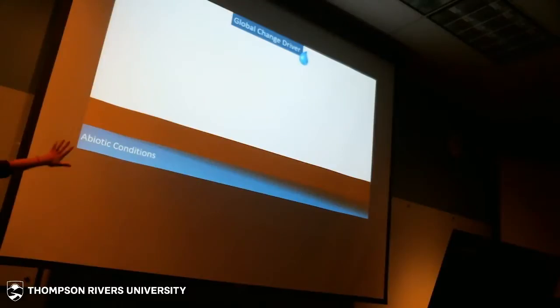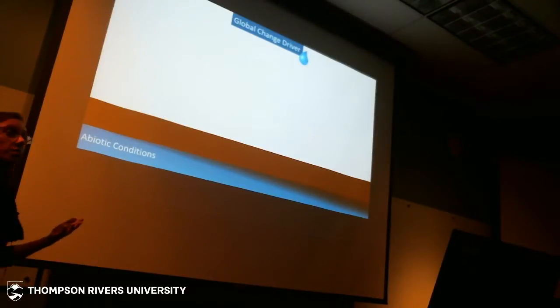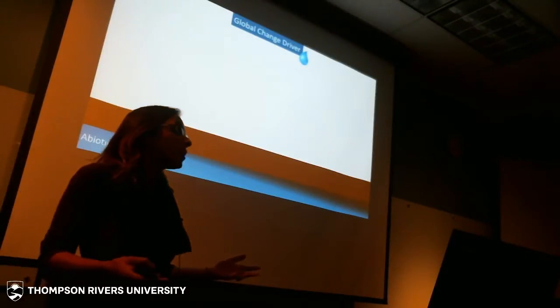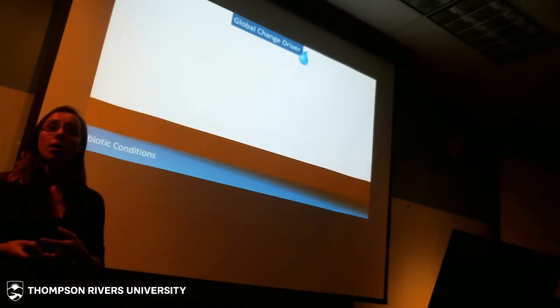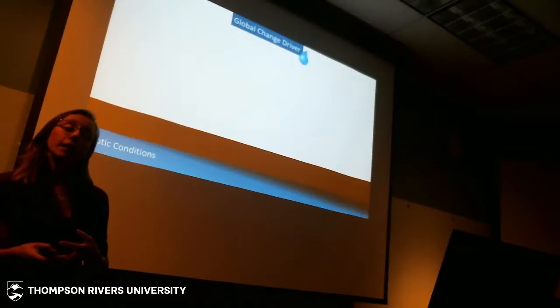Within the soil, there are abiotic conditions that are occurring. These abiotic conditions are essentially anything that's not living within the system, they're environmental conditions. So this is soil temperature, soil moisture, as well as nutrient availability within the soil.